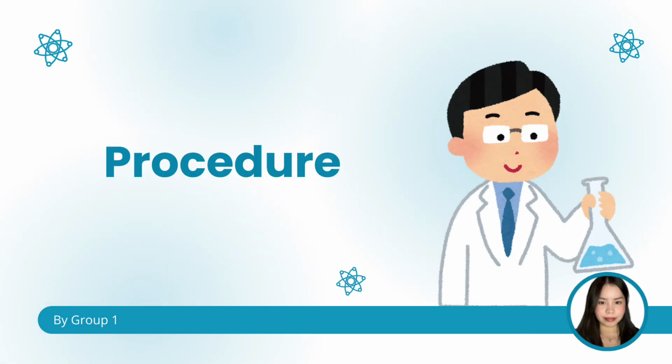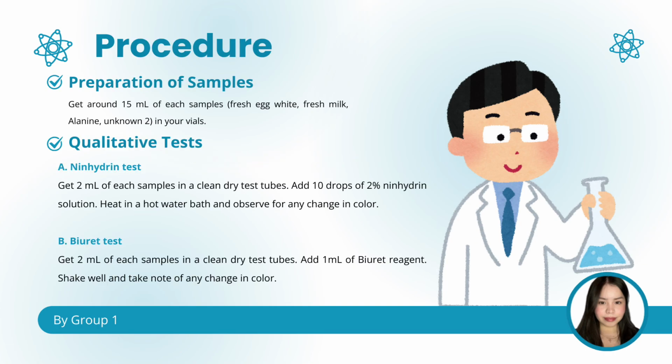For the procedure, in this experiment, you need to identify different amino acids and evaluate contents of protein and unknown samples by applying qualitative tests. The first procedure is preparation of samples. Get around 15 ml of each sample, fresh egg white, fresh milk, alanine, and unknown, in your vials.